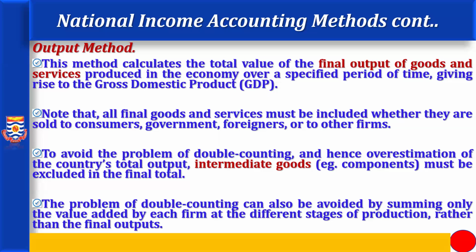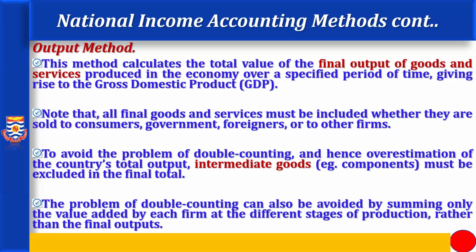Or we can only sum up the value added at each firm at the different stages of production rather than the final output. So let me explain that. Those who produce the flour, it was worth 300. So you can write 300 down as production of flour. Then those who added value to the flour to make bread to sell at 500 cedis, their value added will not be the whole 500 cedis, but the difference between 300 and 500. So that's also another approach.